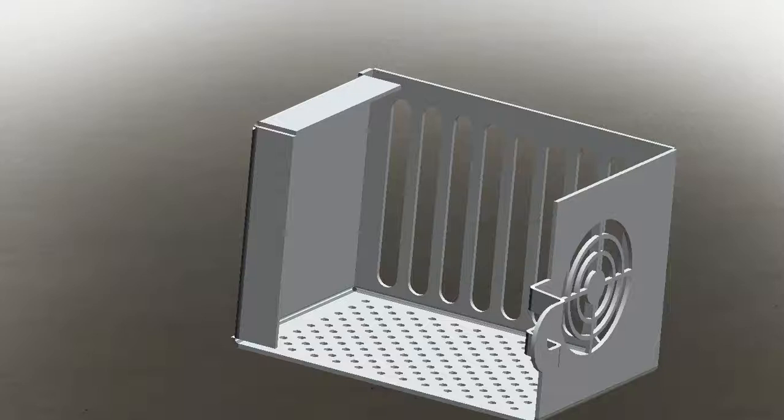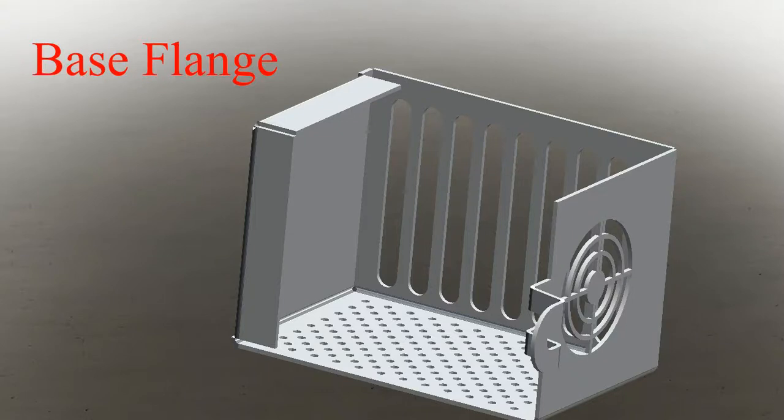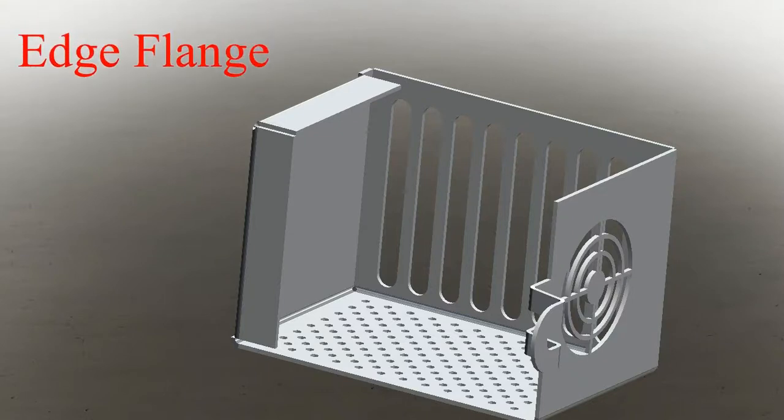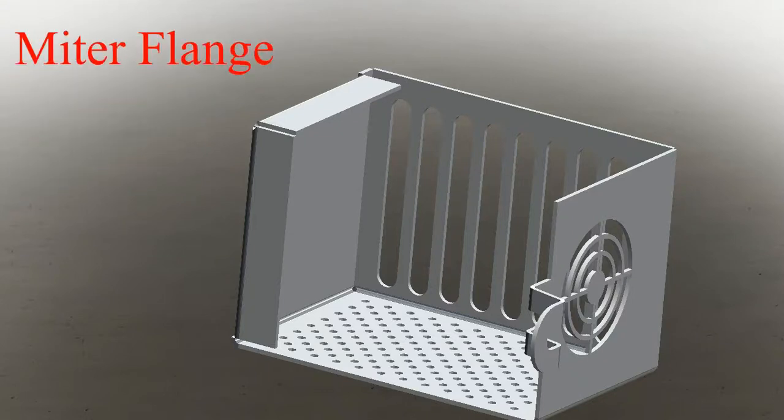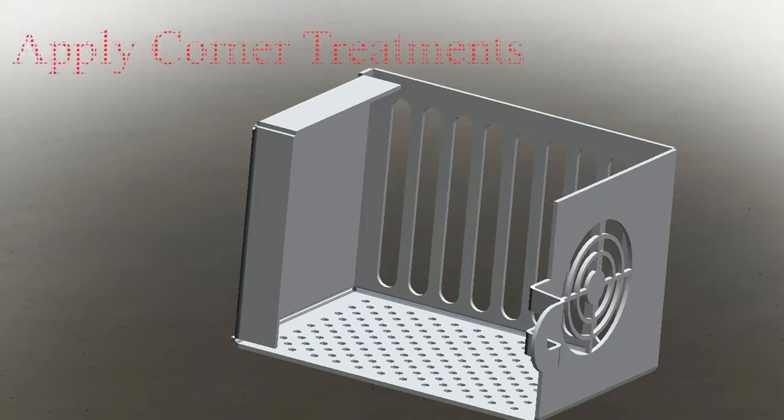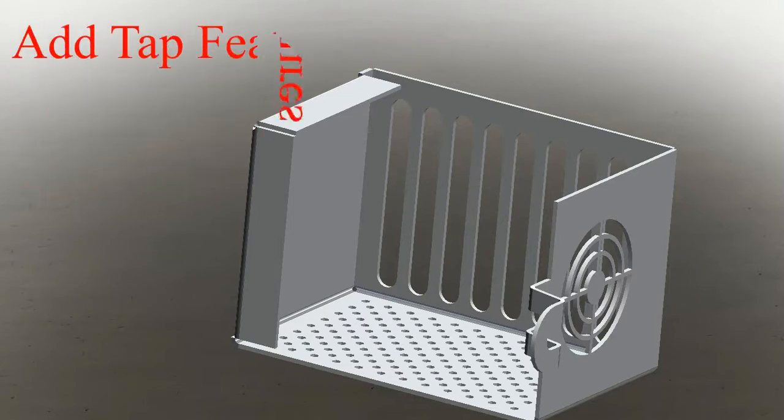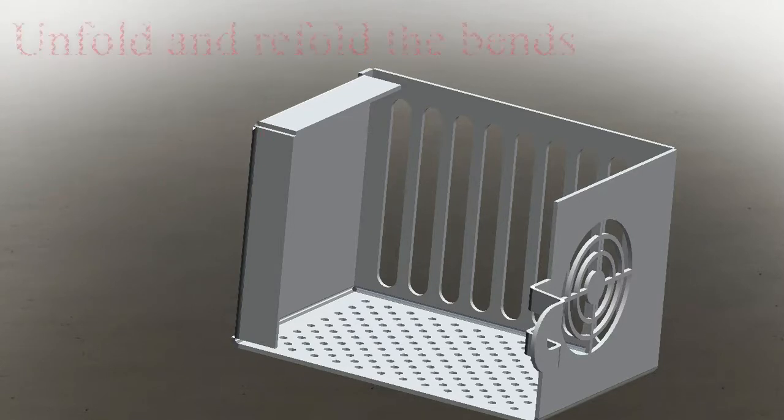In this tutorial, I'll cover the sheet metal tool and I'll show you how to construct a base flange, construct an edge flange, construct a miter flange, close corners, apply corner treatments, add tab features, add jogs, unfold and refold the bands, cut across bands, add vents, make fill patterns, and view flat patterns.